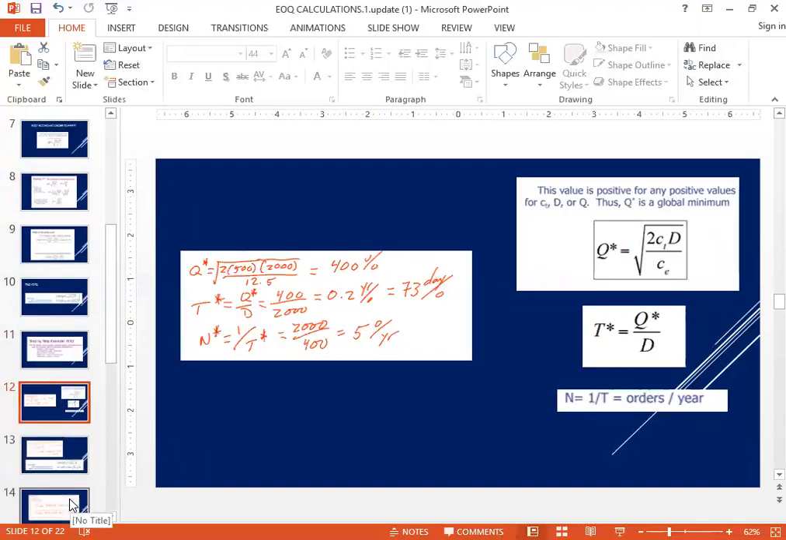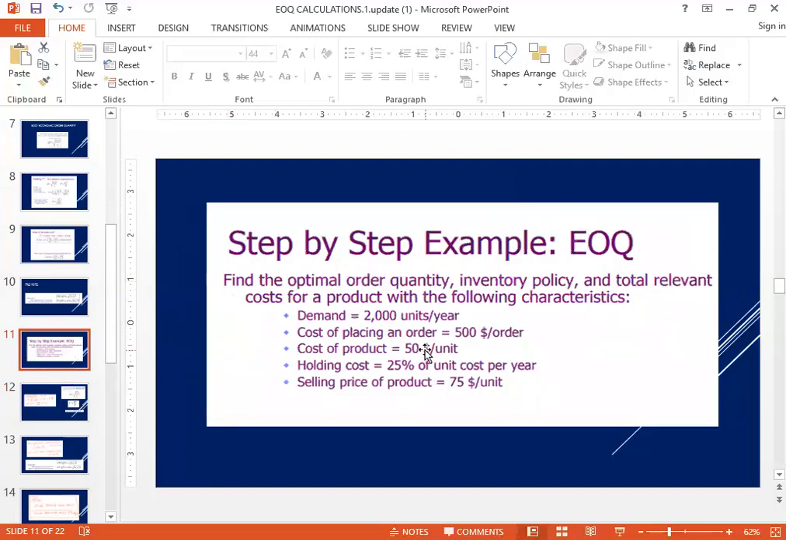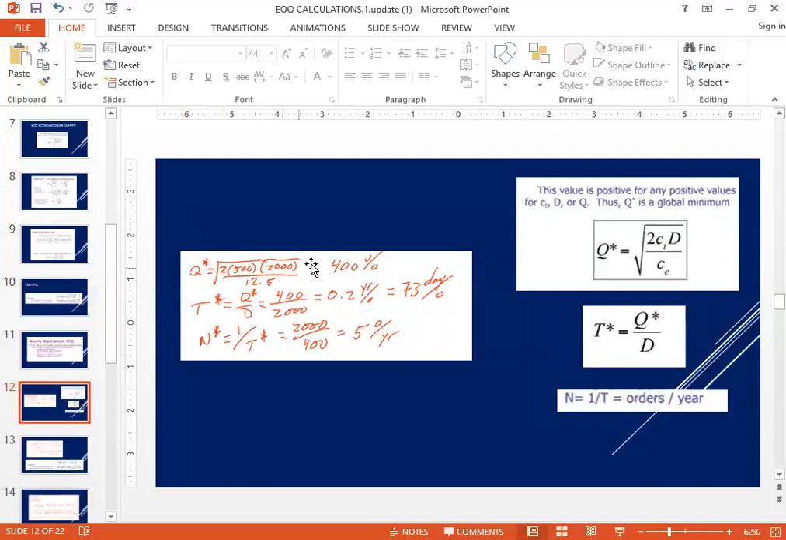Now, all I need to do now that I have identified what everything is, is plug it into the equations. So 2 into 500 into 2,000, and I divide it by C, which is 50, into 0.25, which is 12.5, and I take the square root. And that is going to give me 400, which is the EOQ.